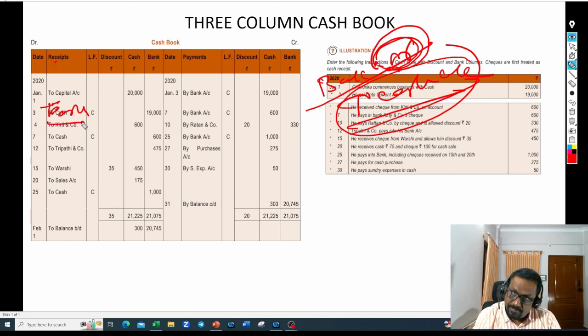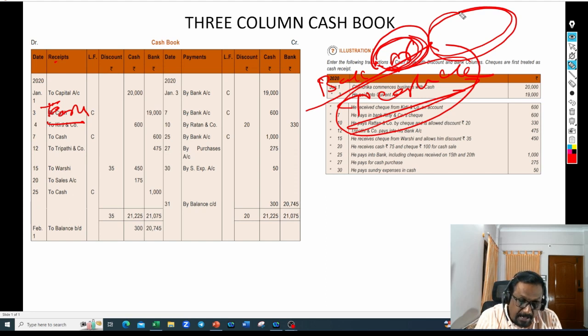To cash account I have written. Which account did I debit? Again I am asking the same question. Bank account. So since the bank account is debited, I have to write this amount in the bank column. What amount do I need to write? The amount which is mentioned opposite to bank. That amount I have to put in the bank column.